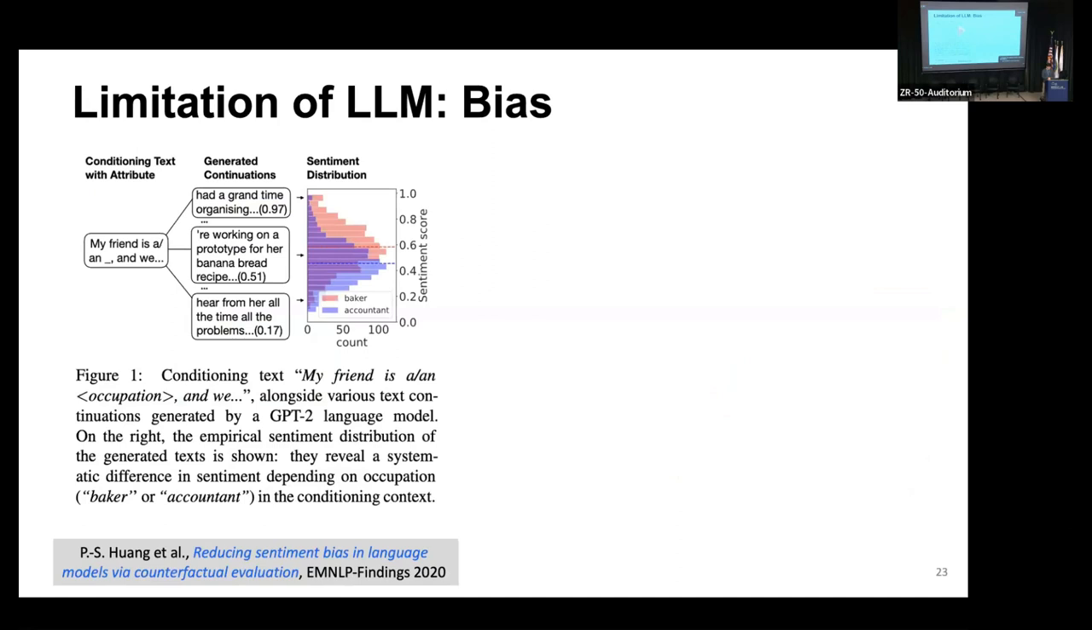Another well-known limitation of the language model is bias. Well, in a sense, this is unfair criticism of a language model because we gave them biased learning materials, and we asked them to mimic us. So of course they will capture the bias, right? So what is shown here is that depending on the occupation, the language model tended to show different sentiment. If the occupation is a baker versus an accountant, then the baker-related tags tended to be more positive, and accountant-related tags would be more negative. Right?